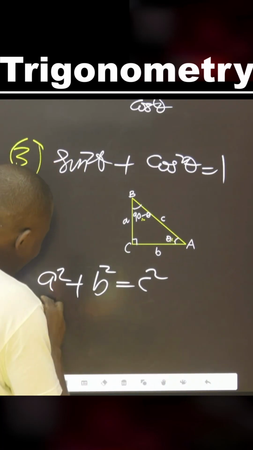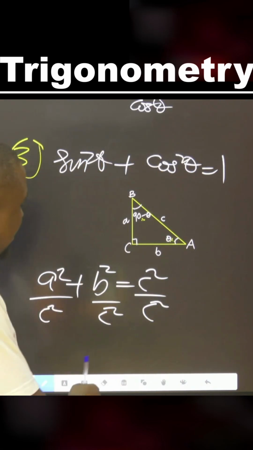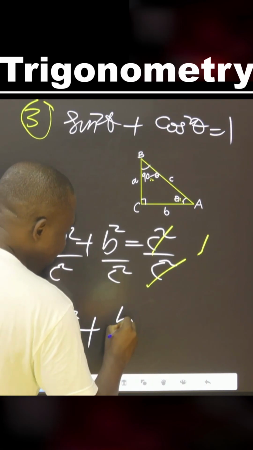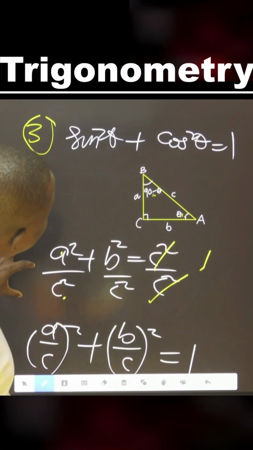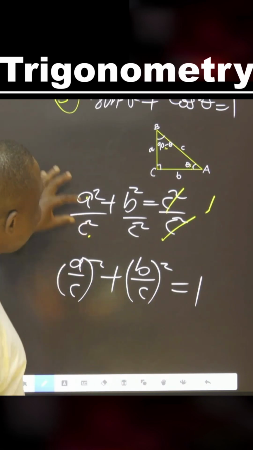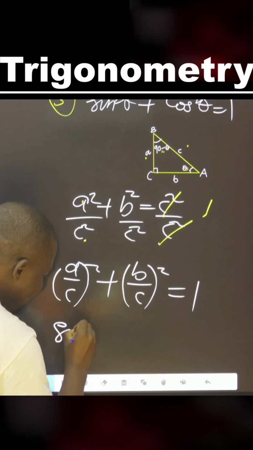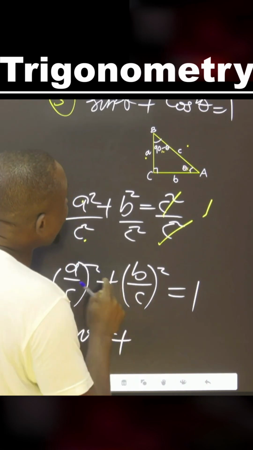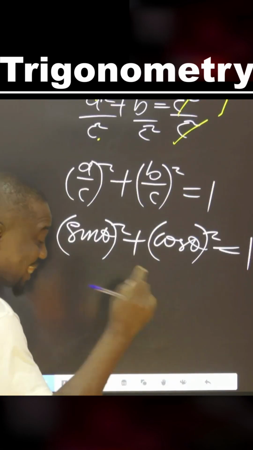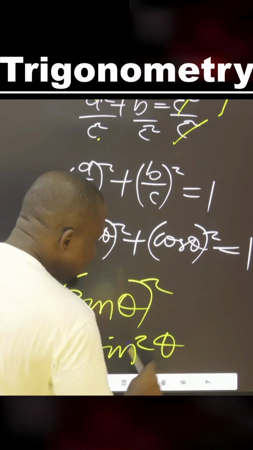Pythagoras theorem. Let's divide throughout by C squared. We divide throughout by C squared because we want to prove this. Here it gives us 1. You agree with me, this will give us A over C squared plus B over C squared equals to 1. After we have done that, the next thing now is to investigate the meaning of A over C in respect of this angle. A over C, that is sine theta. What is B over C? Adjacent over hypotenuse. That is cos theta.